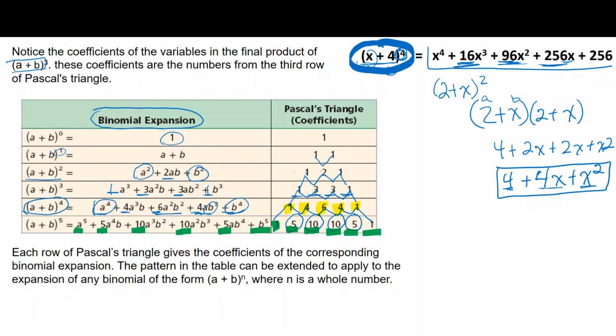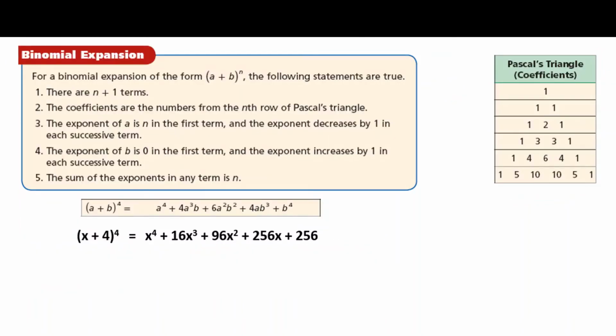All right, so let's look at a few little things just to remember when we're using our shortcut. For a binomial expansion in the form a plus b to the n power, the following statements are true. There are n plus 1 terms. So what does that mean? Well, the n is the exponent, and n plus 1 is the number of terms. Let's see, look at our example here. A plus b to the 4th power. So that's our n is 4. 4 plus 1 is 5. So that means there should be 5 terms. 1, 2, 3, 4, 5. Awesome. Okay. So we know that there's going to be 5 terms if it's n to the 4th power.